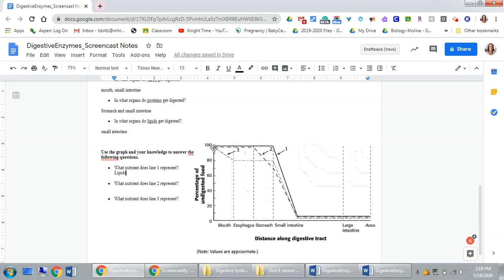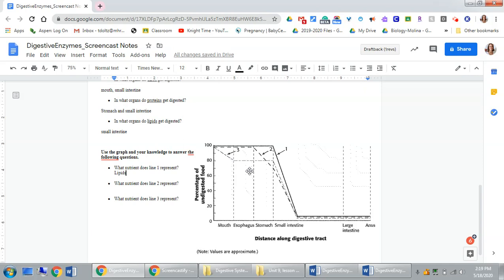So line 2, I'm going to let you figure this one out. If line 2 goes down in the stomach and the small intestine, what nutrient group would that be? Lipid, protein, or carb? And line 3, we see that it goes down, so that means it digests some in the mouth. But then it stays the same level through the esophagus and the stomach and goes down again in the small intestine. So what nutrient does line 3 represent? Protein, lipid, or carb?